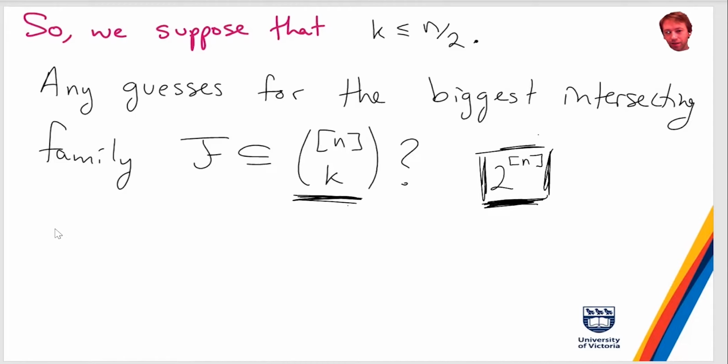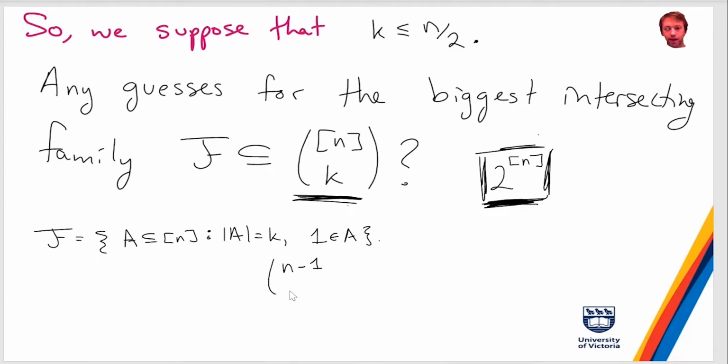But yeah, if we let F be all of the sets A contained in 1 up to n such that the size of A is k and the number 1 is in A, that's going to have size n minus 1 choose k minus 1. And it's going to be intersecting because if you take two sets in there, their intersection contains the number 1. So that's the lower bound, and in fact, that turns out to be the answer in this case.